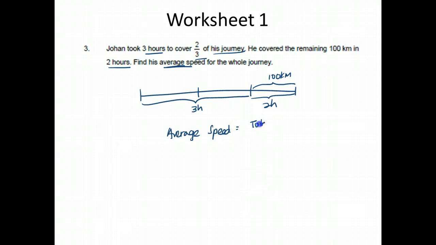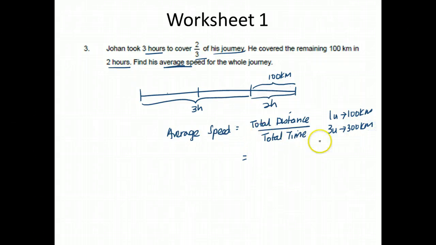Average speed is equals to my total distance divided by my total time. So let's look at the total distance. We know here that 1 unit is 100 kilometers. So it's 1, 2, 3. Therefore 3 units will be 300 kilometers. So I know my total distance is 300 kilometers. My time taken is 3 hours and 2 hours, which is 5 hours. So my average speed will be 300 divided by 5, which is 60 kilometers per hour.